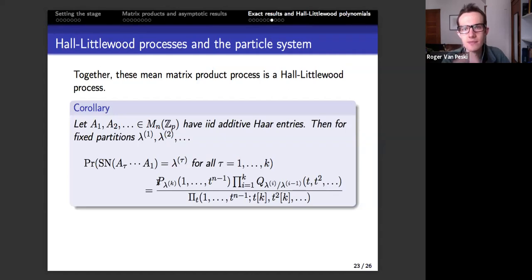So, a stupid question. The parameter t, I'm guessing here, is it 1 over p? Yeah, it's still 1 over p. Sorry, I should have said that. Yeah.